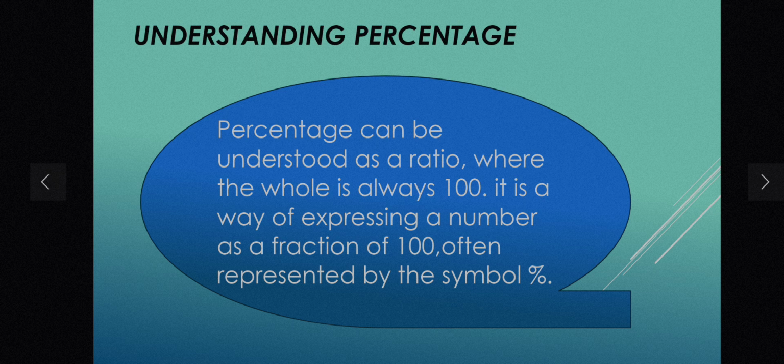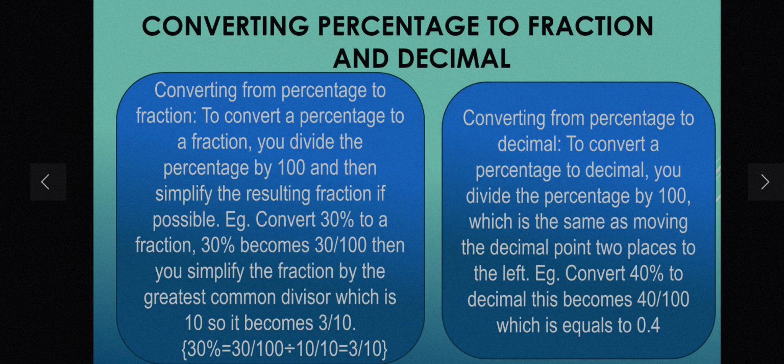Now let's dive into some calculations involving percentage. Now we have converting percentage to fraction and decimal. Firstly, converting from percentage to fraction. To convert a percentage to a fraction, you divide the percentage by 100 and then simplify the resulting fraction if possible. What this is trying to tell us is that when you want to convert a percentage to a fraction, whatever number they put, whether it's 30%, 40%, 50%, you divide it by 100.